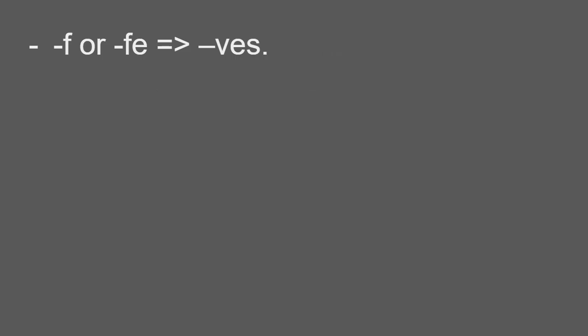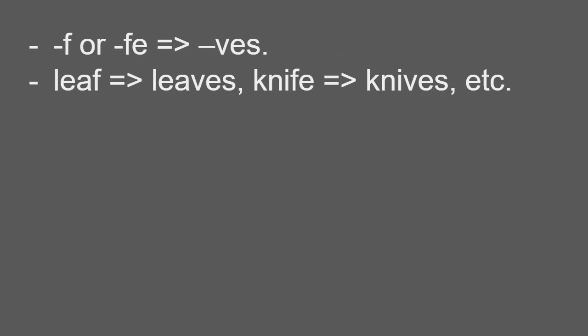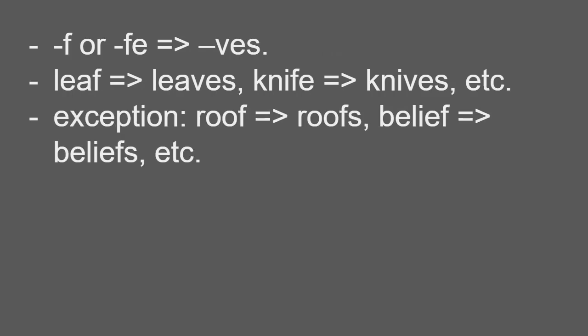If the final letter contains f or fe, then you remove f or fe and add ves. Let's see. Leaf becomes leaves, knife becomes knives, etc. There are some exceptions, like roof becomes roofs, belief becomes beliefs. There are more exceptions. You can search for this in a search engine and find it out.